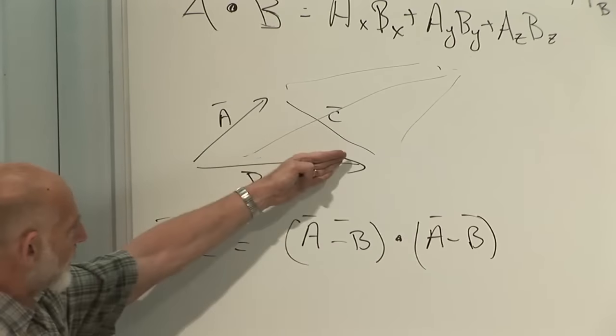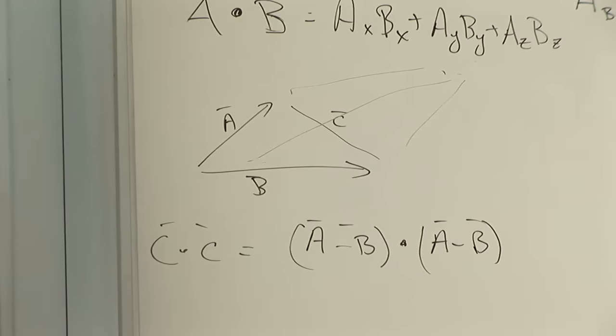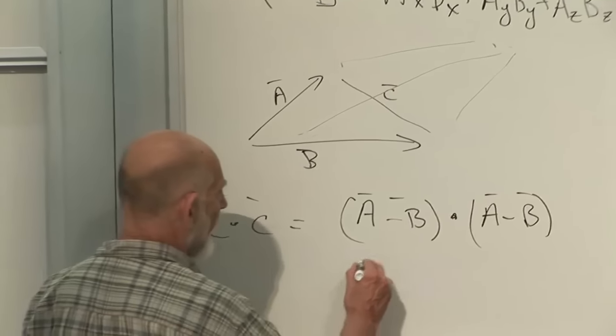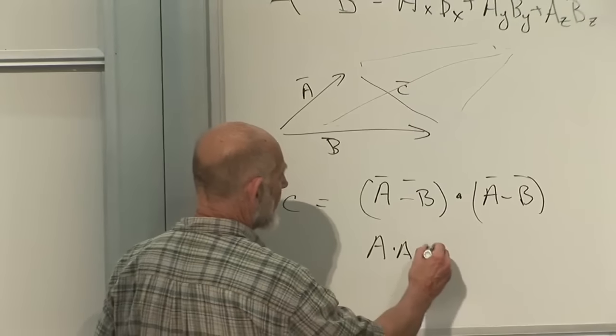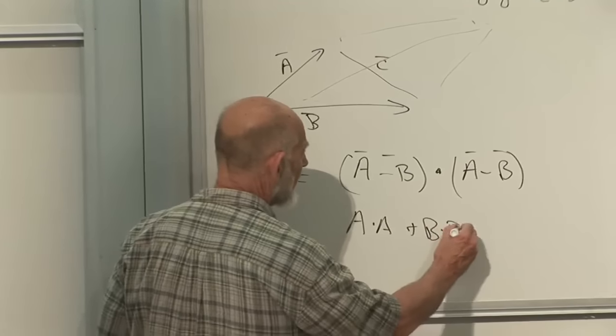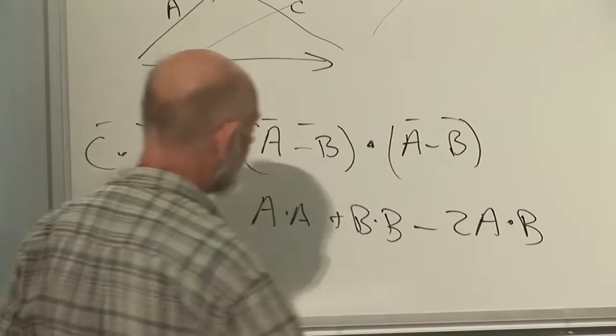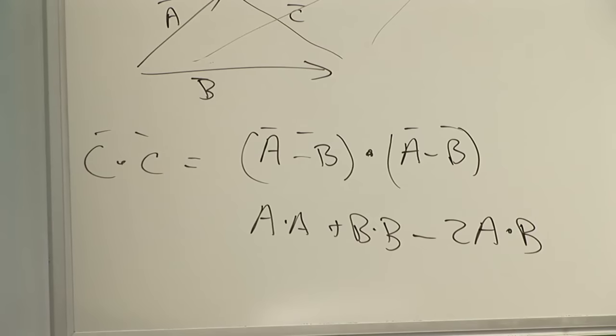And you can work out very quickly that this is A minus B. Do it yourself. Okay, so it's A minus B squared. What is this equal to? This is equal to A dot A plus B dot B minus 2 A dot B. Right? Just multiplying them together.